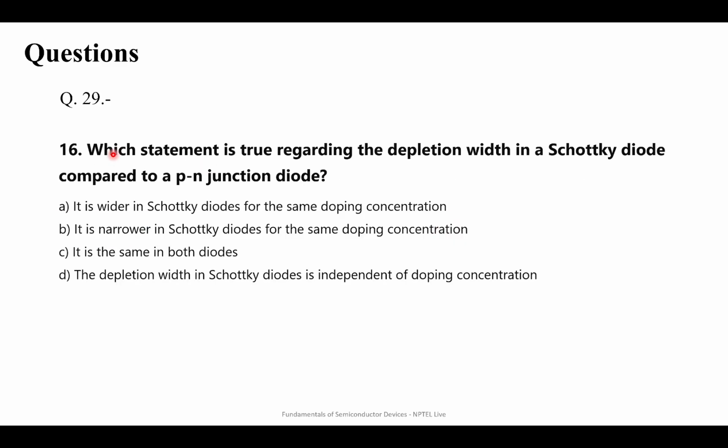Next question. Which statement is true regarding the depletion width in a Schottky diode compared to a PN junction diode? It is wider in Schottky diodes for the same doping concentration. It is narrower in Schottky diodes for the same doping concentration. It is the same in both diodes. The depletion width in Schottky diodes is independent of doping concentration.